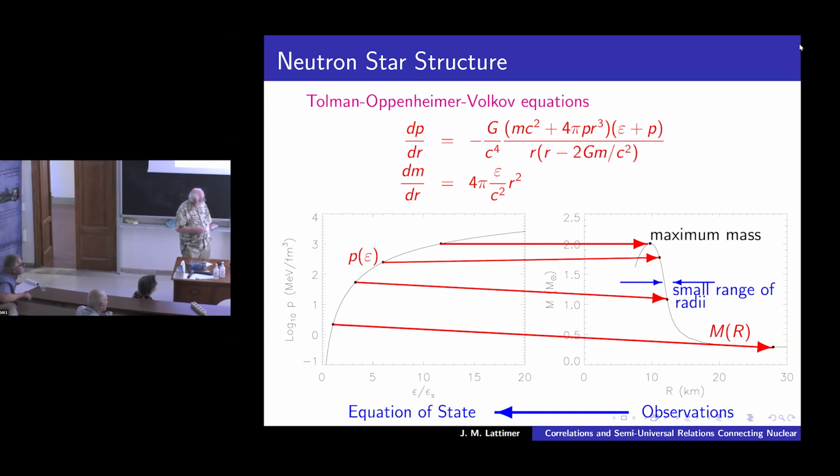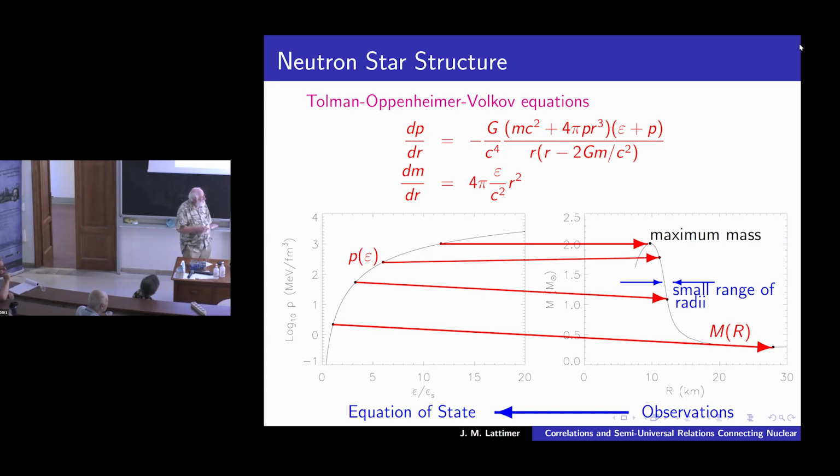So on the left graph, the energy density is in units of the energy density at the saturation density, which in mass units is about 2.7 times 10 to the 14th grams per cubic centimeter. As an energy density, it's about 150 MeV per cubic Fermi. And here's the logarithm of the pressure in the same units, MeV per cubic Fermi.